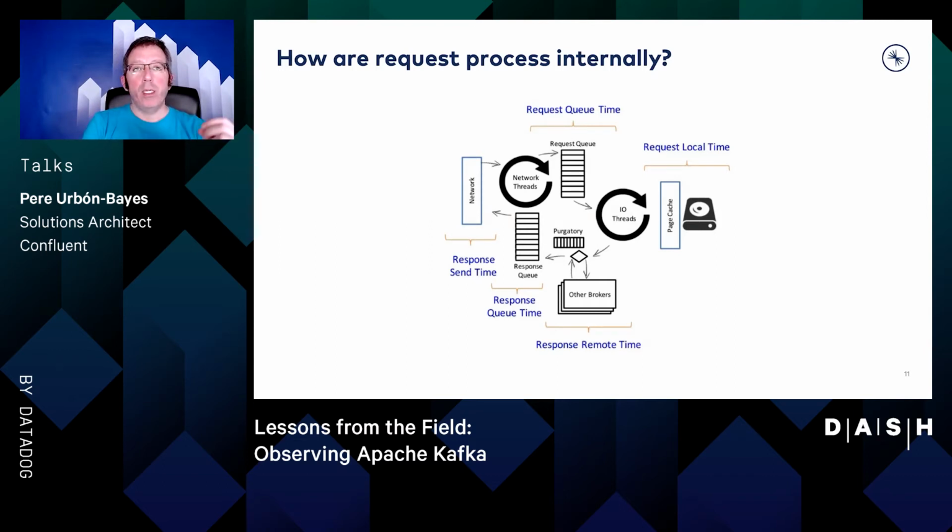The network threads will receive this message and put it in a request queue. From the request queue, a collection of IO threads are going to read these messages and put them into the page cache. From there, they are sent to the purgatory in case the replication needs to happen, because remember, we have partitions that are replicated across different brokers. After replication happens, they are sent through the network threads back to the response queue and to the original client that sent this message with the result, acknowledge or not acknowledge.